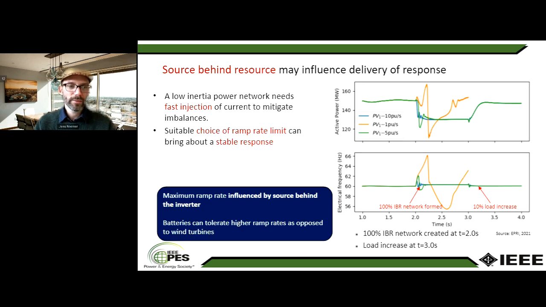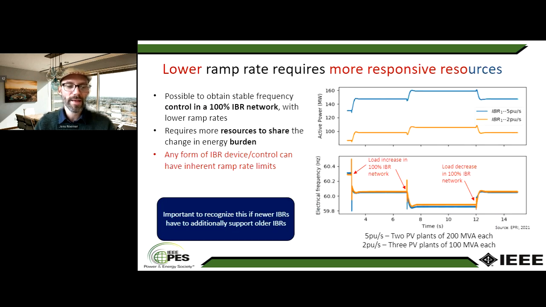So knowing that the ramp rate capability of the source behind the inverter can make a difference, and knowing that some inverter-based resources may have ramp rate capability limitations, this is another study that looks at what system response you may see depending on how many plants are participating in fast frequency response in this case. And what you see is that if ramp rates are limited, you can still operate the system in a stable manner if you have more of the resources actually providing that response.